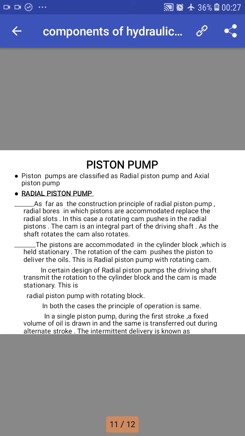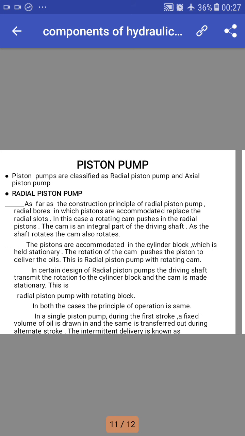This is the radial piston pump with a rotating cam. But the second type, on the other hand, is a design of the radial piston pump in which the driving shaft transmits the rotation to the cylinders, which are placed on a block. The cylinder block rotates, so the cylinders also rotate, and the cam is made stationary. This is the radial piston pump with a rotating block. In both cases, the principle of operation is the same.